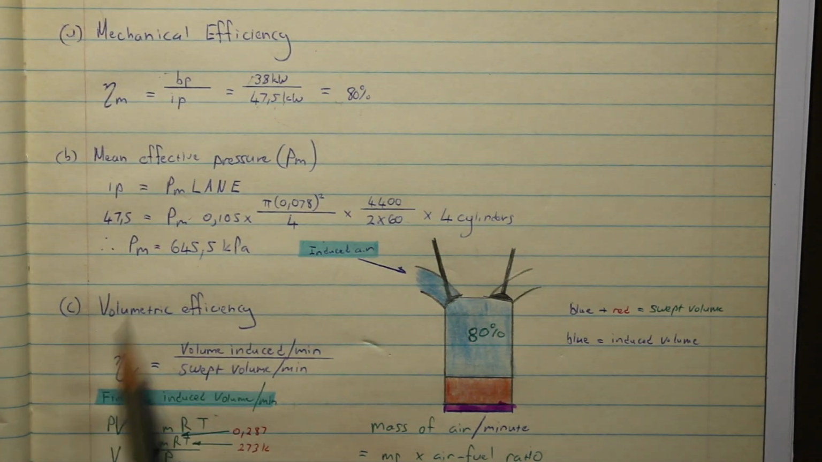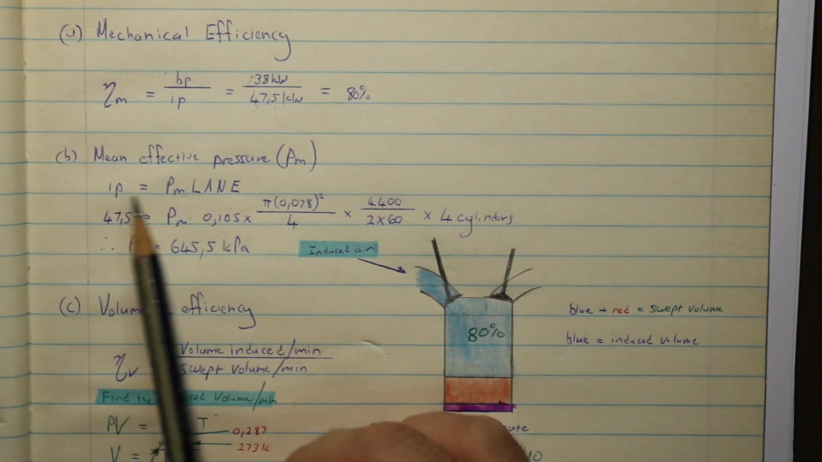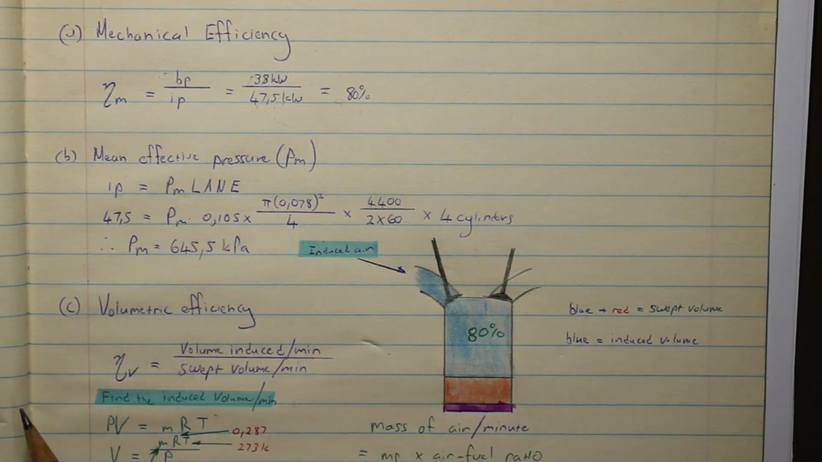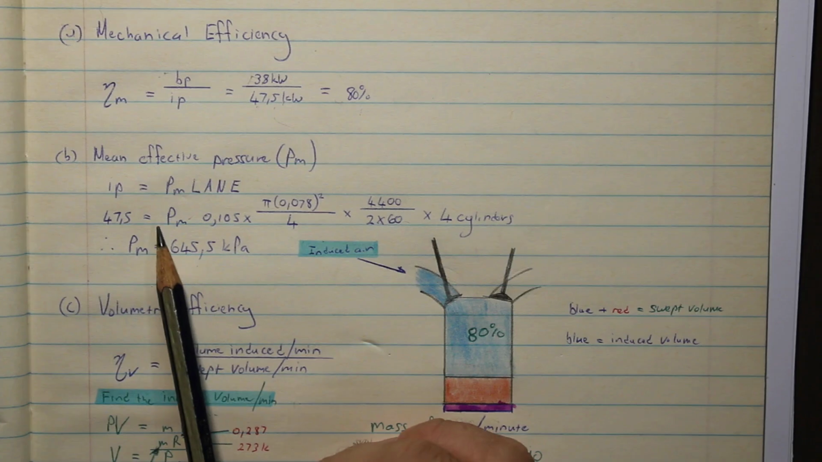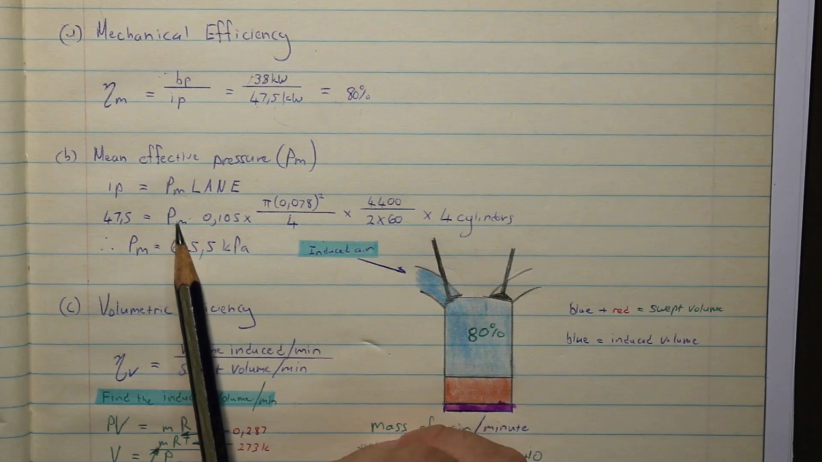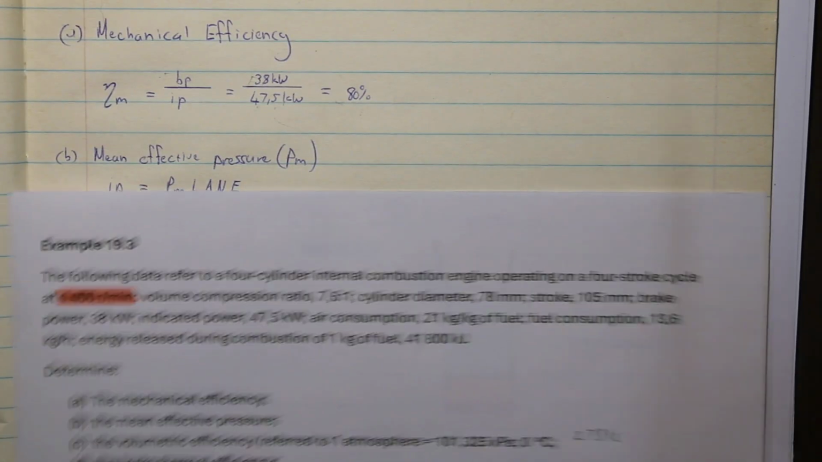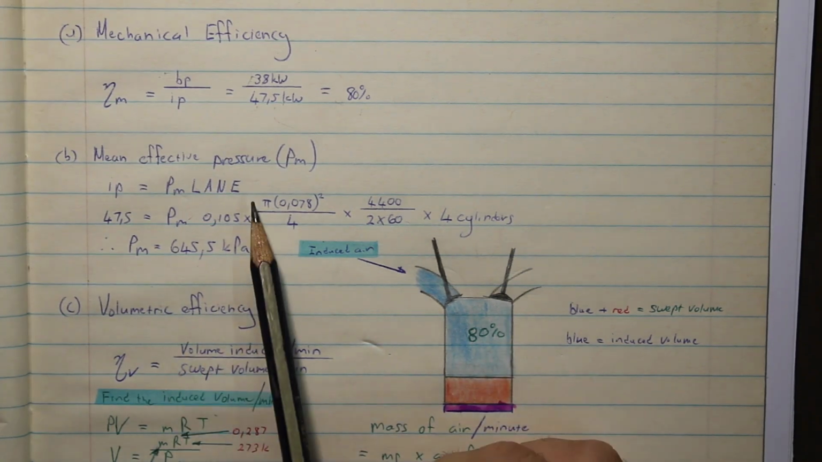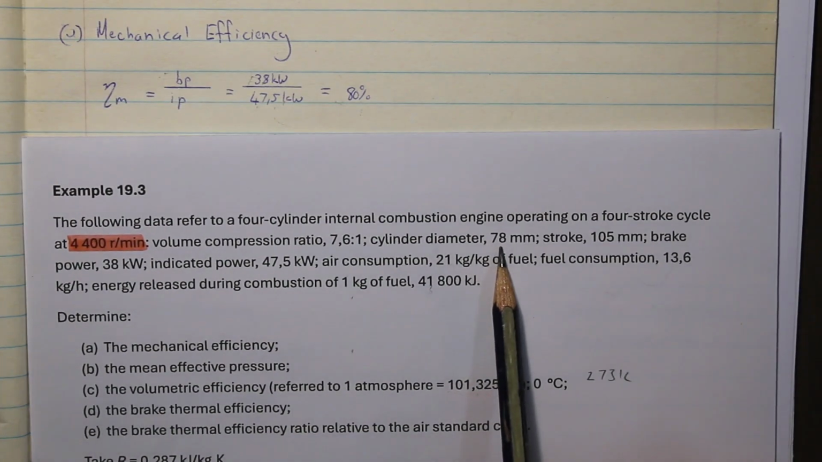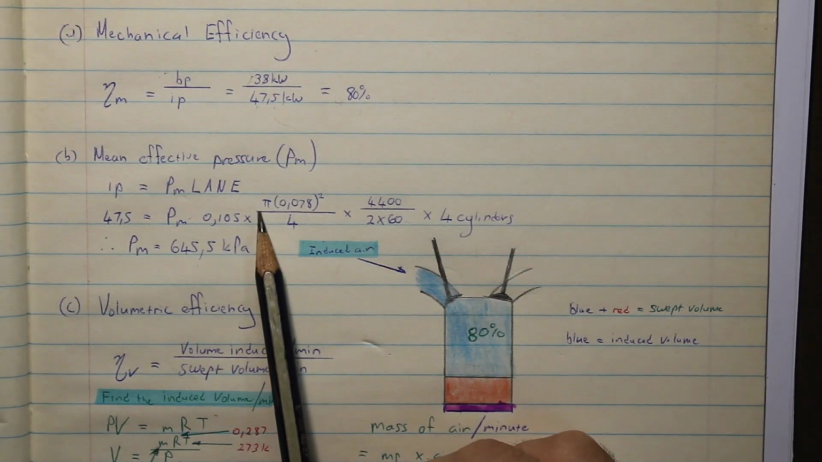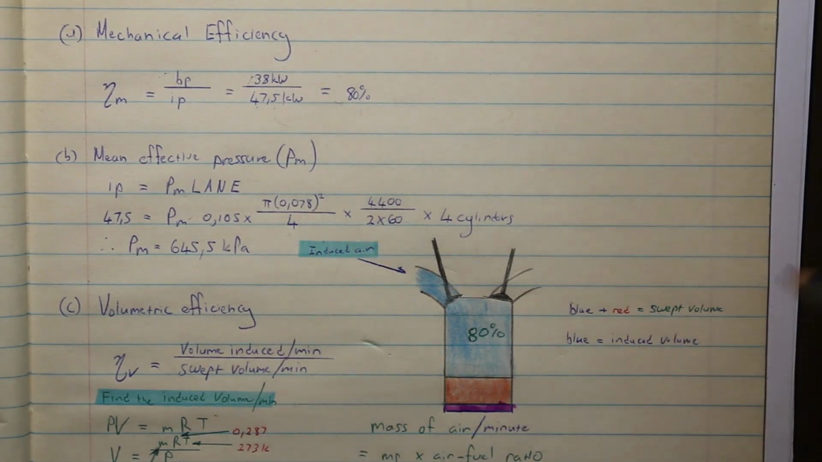So this is again another very simple calculation. We're going to write there: indicated power equals PLAN. We have the indicated power, and we are looking for the mean effective pressure. We've been given the stroke length in millimeters, 105 millimeters, so we have to change that into meters. They gave us the diameter of the cylinder, which was 78 millimeters. We're going to use pi d squared over 4 to calculate the area of the cylinder.